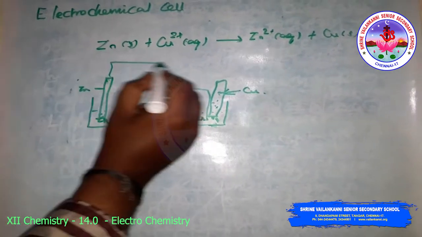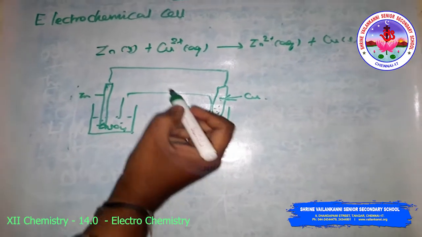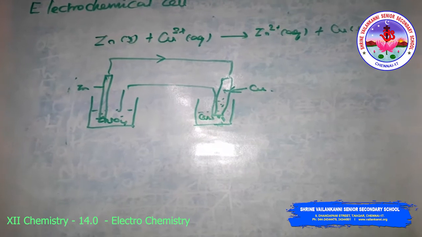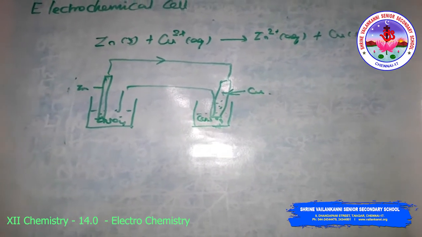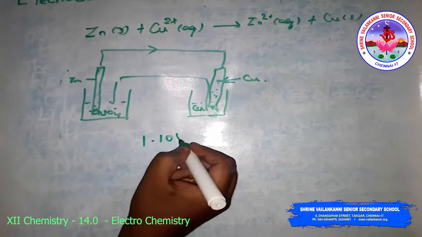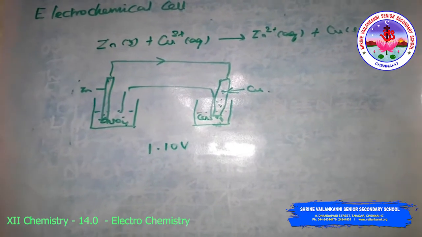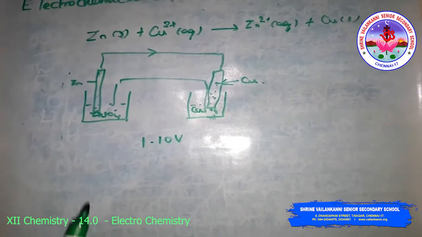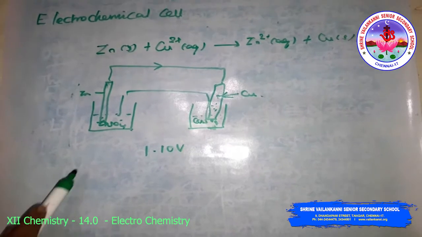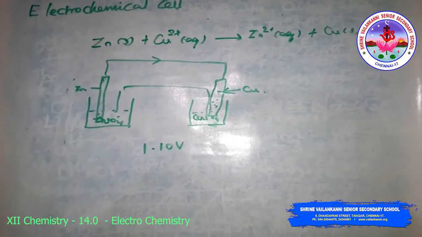So connecting these two, the direction is like this. This is the salt bridge. So the electrical potential is equal to what? Here it is 1.10 volt. Already you know that in class 11. This is when the zinc 2+ ion and the copper 2+ ion concentrations are unity. So such a device is called a galvanic or voltaic cell.